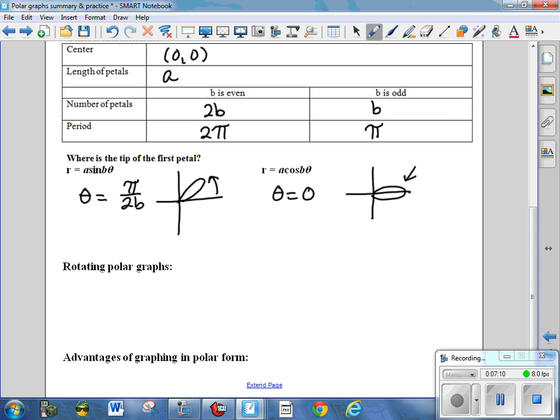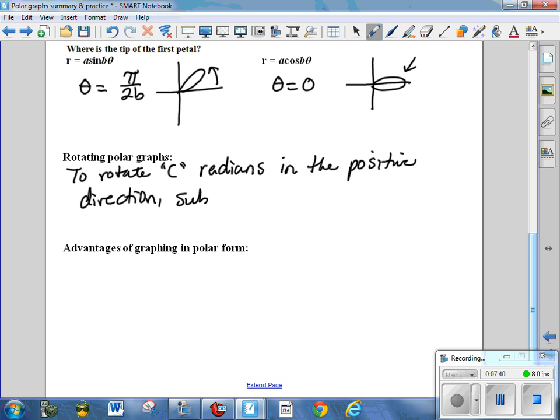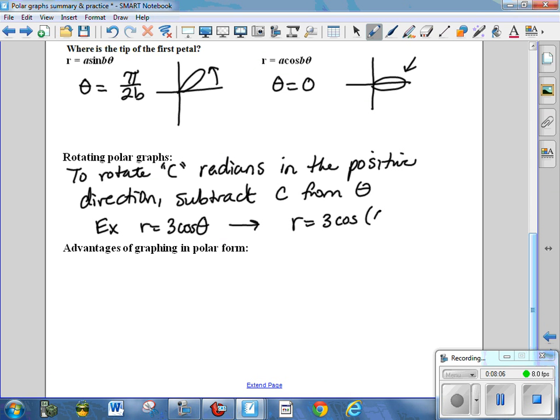Here we'll have a petal that's rotated. Now, rotating polar graphs is very easy. To rotate c radians in the positive direction, we just subtract c from theta. So an example would be if we have the equation r equals 3 cosine theta, to rotate, we would say r is equal to 3 cosine of theta minus pi over 3, for example.